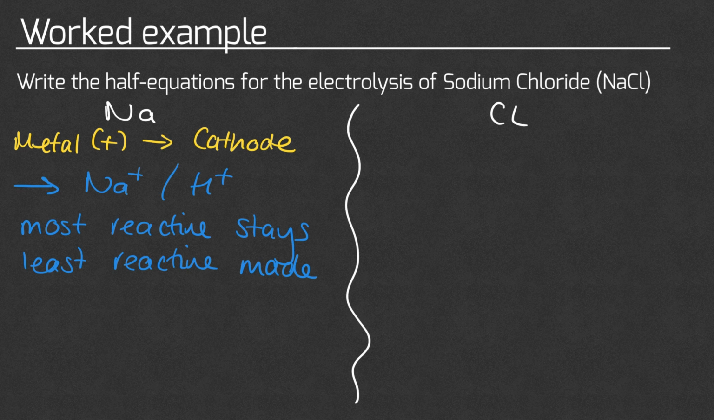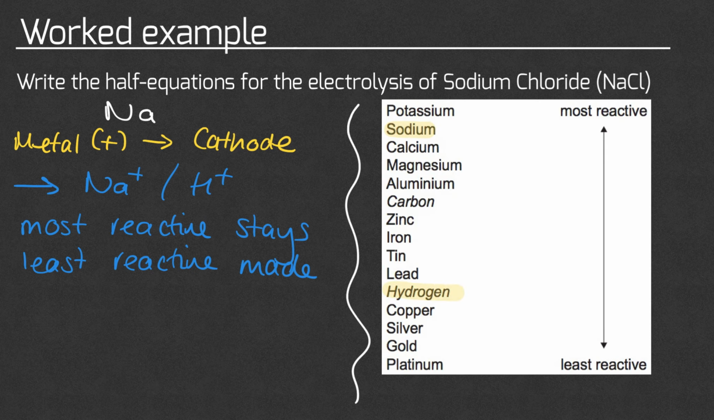We know at the negative electrode, we've got the sodium ion and the hydrogen ion. We know the most reactive stays in solution, and the least reactive is made. By comparing the reactivities, we can see that sodium is more reactive than hydrogen. Therefore, the sodium stays in the solution because it's the most reactive, and the hydrogen will be made.